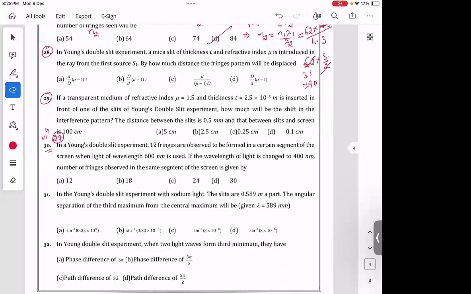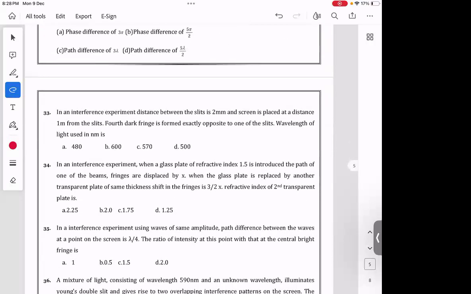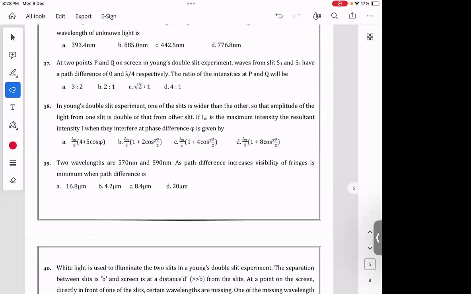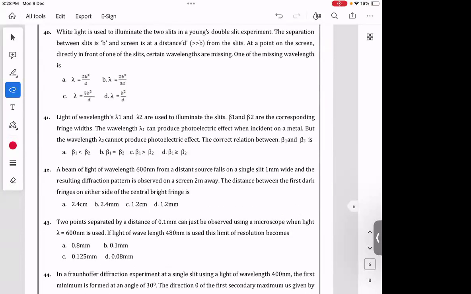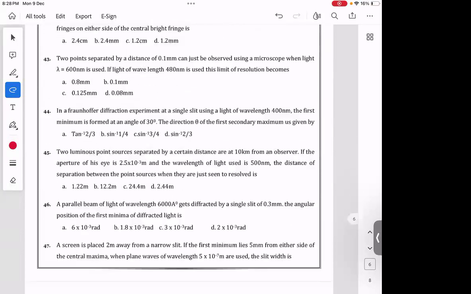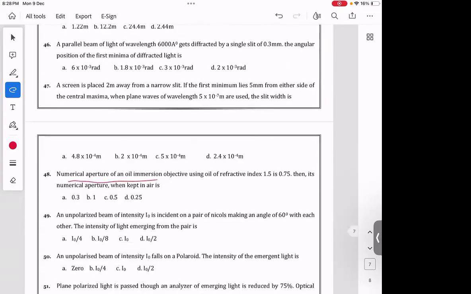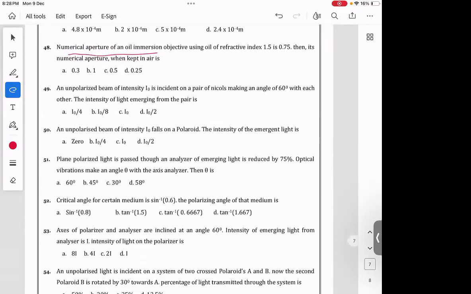Then angular width is not required. So this shift is also not required, students. Let me take some concepts of diffraction now. Yeah, so let us take Malus law, which is very important for the exam.